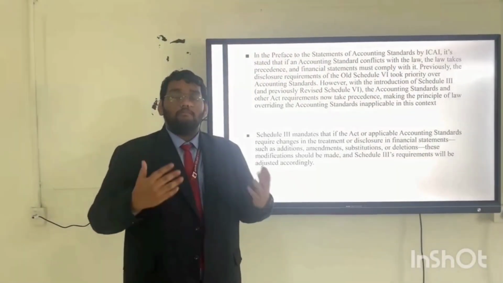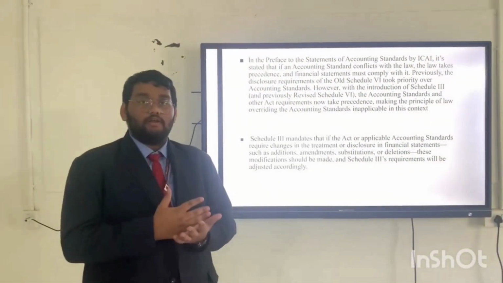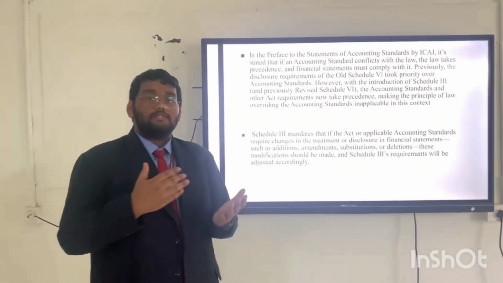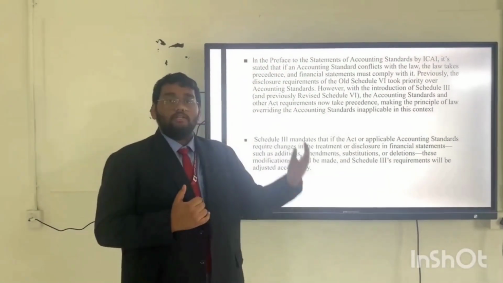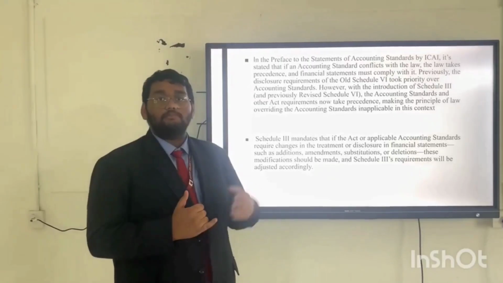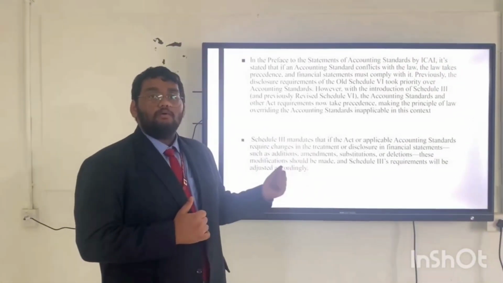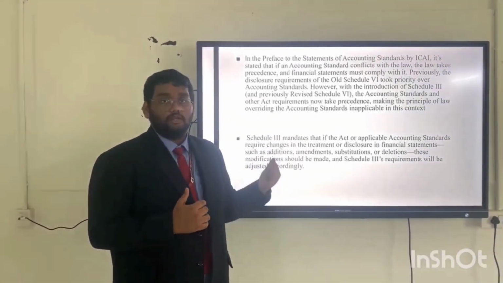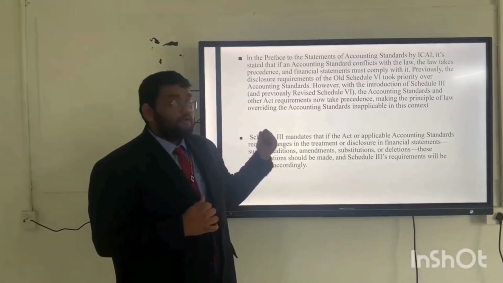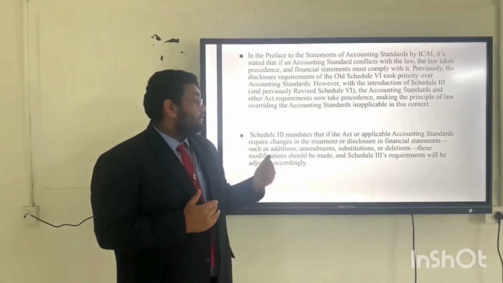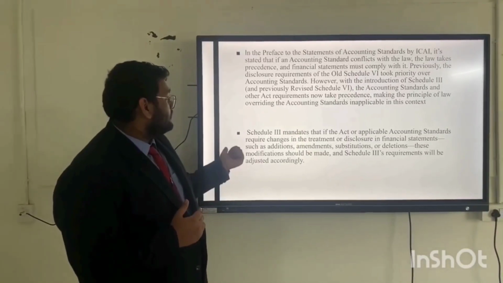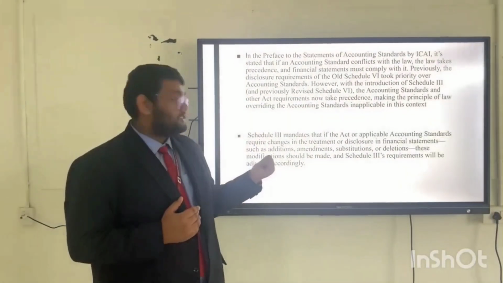For example, previously in AS3, cash flow was divided into mainly three heads: operations, investing, and financing. But the law was given the preference for companies because the law was mandatory. But now, according to the new revised Schedule 3, the accounting standard is given more preference or takes more precedence compared to the law.